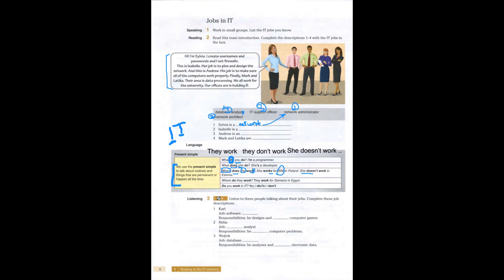Where do they work? They work for Siemens in Egypt. Siemens, this is another mobile and technology company. And if you want to explain where do you work, you say I work for. You say work for, use the preposition for. I work for such and such company, for such and such school, for such and such corporation, university, and so on.